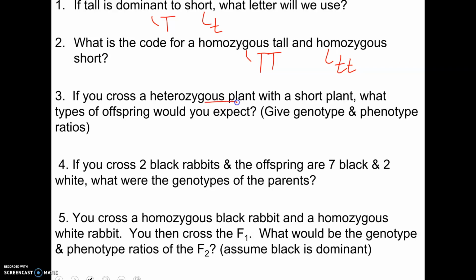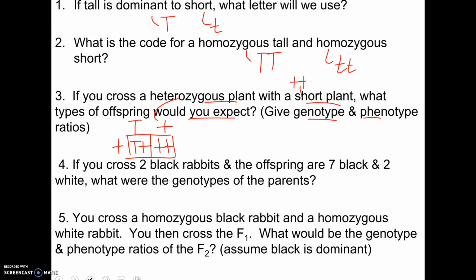If we cross a heterozygous with a short, what would be the genotype and phenotype ratios? Okay, so heterozygous is big T, little t. Short is little t, little t, because we know short is recessive. We don't need 4 boxes. You will get the same answer if you use 4 boxes, but you don't need 4.